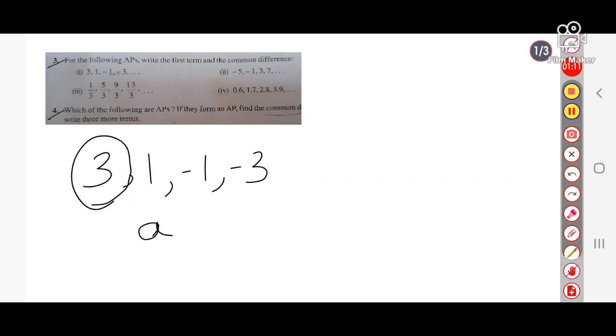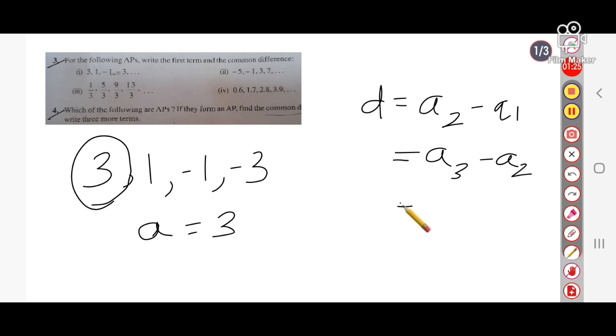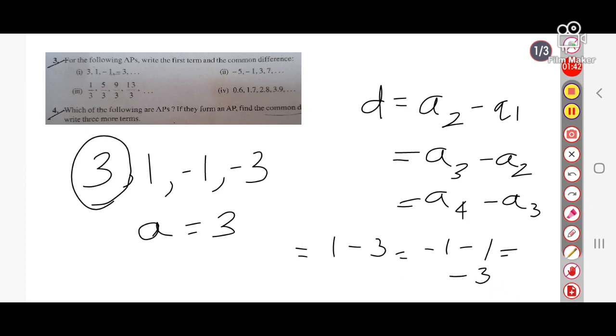As I told you before, the first term will be represented as A, that is 3. They are asking us to find the common difference, that is D. As I told you, the formula will be A2 minus A1, that is equal to A3 minus A2, that is equal to A4 minus A3, and it goes on. So in this context, we get 1 minus 3, that is equal to -1 minus 1, that is equal to -3 plus 1. So 1 minus 3 is -2, that will be equal to -1 minus 1, which is again -2, -3 plus 1 is again -2, therefore the common difference D will be -2.